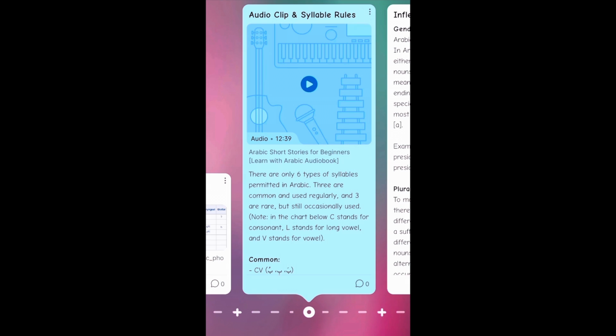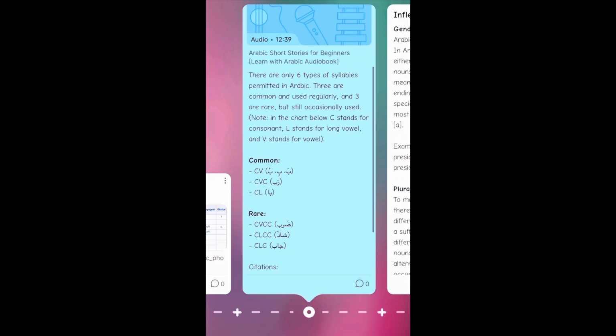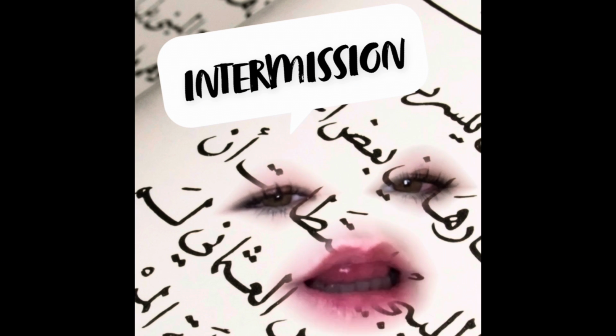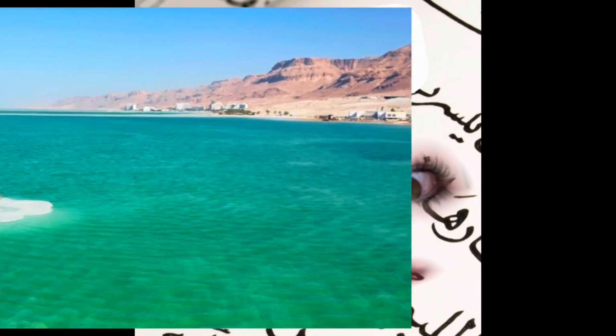There are only 6 types of syllables in Arabic, with 3 being common and 3 being rare. The most common formats are consonant-vowel structure, consonant-vowel-consonant structure, and consonant-long-vowel structure. The rare syllables are a bit more complex and consist of consonant-vowel double consonant structure, consonant-long vowel double consonant structure, and consonant-long vowel consonant structure. That was quite a mouthful. So let's take a break with a short audio clip before we move on to morphology.